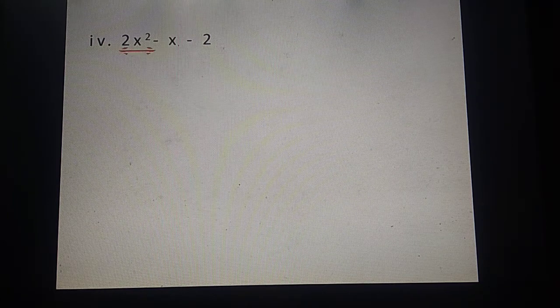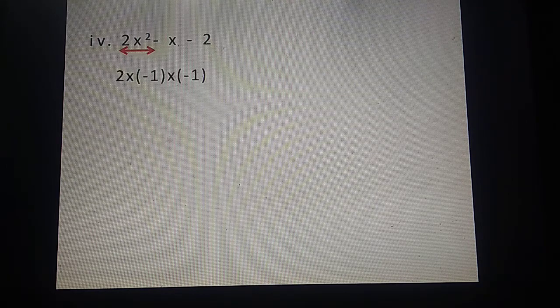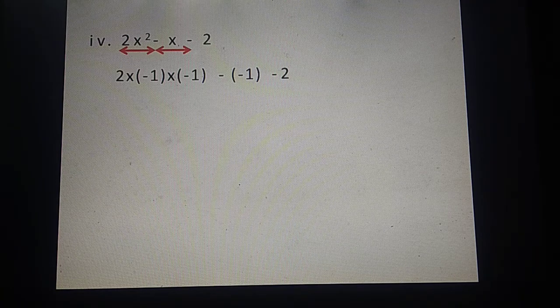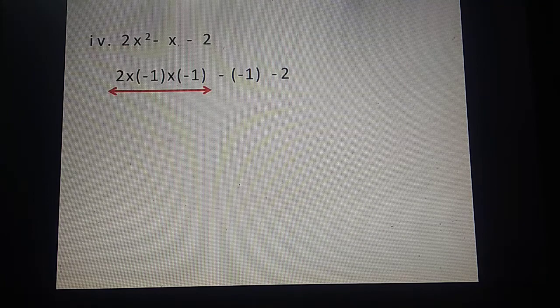Now, fourth one is 2x square minus x minus 2. Again, in place of x, we will put minus 1. So first term, you will write it as 2 into minus 1 into minus 1. Minus, second term, only x is there. So after writing minus, you will put minus 1 in the bracket, followed by minus 2. Solve the first term. You will multiply all the three numbers. How many minus are there? Only 2. It's even, so the answer will be positive. Final answer is 2.